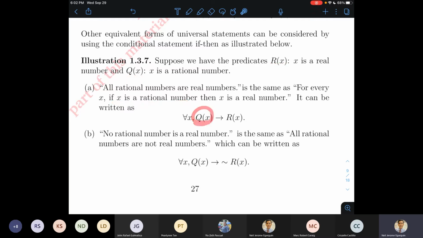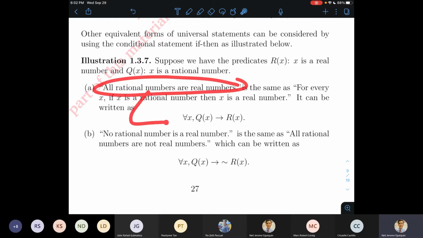So yun yung antecedent. And then the then part signifies that whatever is to follow would be your consequent. X is a real number, but we said x is a real number is represented by r of x. So that's why this statement is translated in symbols as this one. For all x, q of x implies r of x. If it is a rational number, automatically it is a real number. And it follows, yeah. So ganun siya tinatranslate.